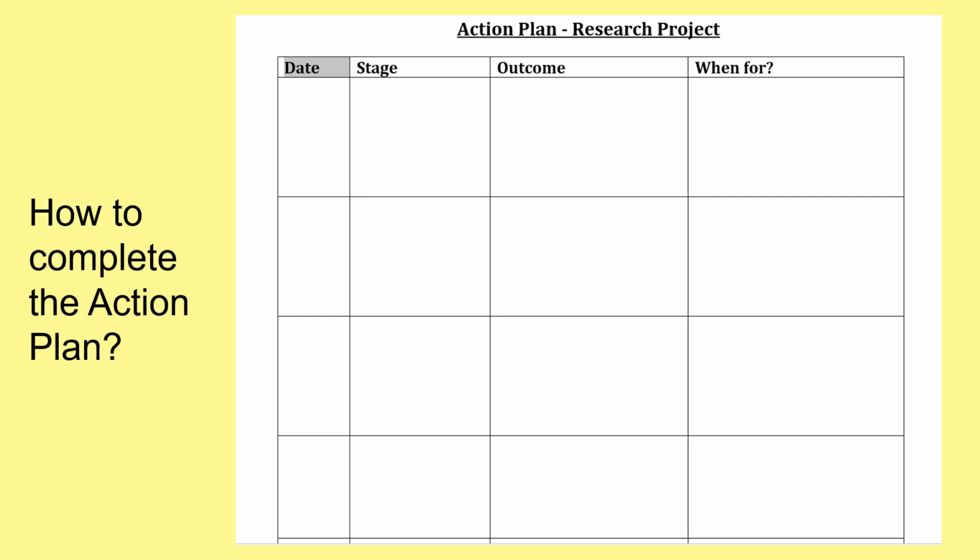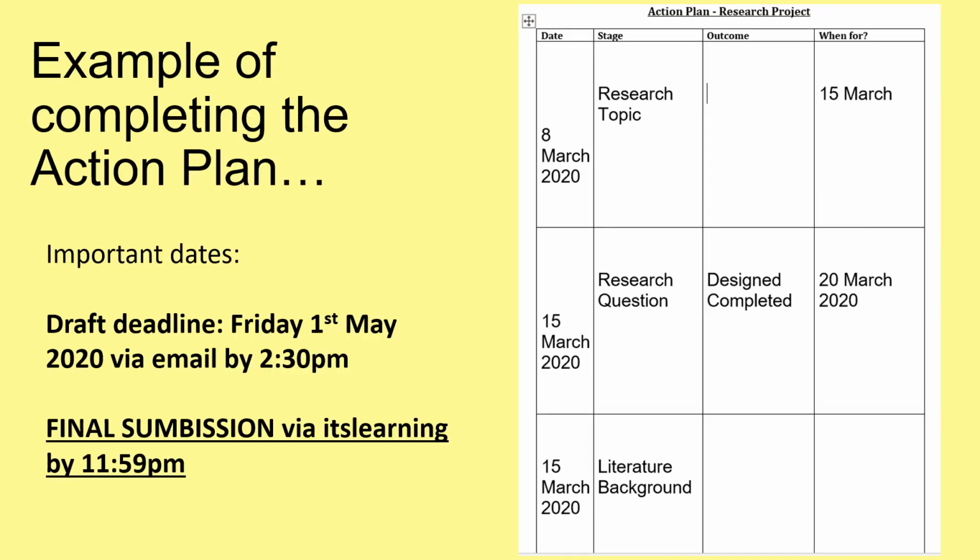So I have an example that I've completed myself that I'm going to show you. And this is an example of a completed action plan. So for example, on the 8th of March, I decided that I'm going to think about my research topic, and I will decide by the 15th of March. And then on the 15th of March, I already decided on my research topic, which I didn't fill in this form, but I've decided on it.